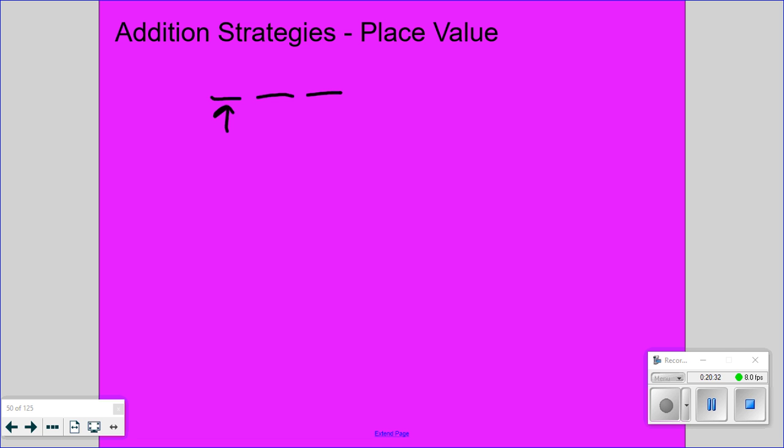This place is equal to hundreds. This place is equal to tens. And this place is equal to 1. Most of you know that. We've been doing place value pieces. We know what those look like. So far, so good.